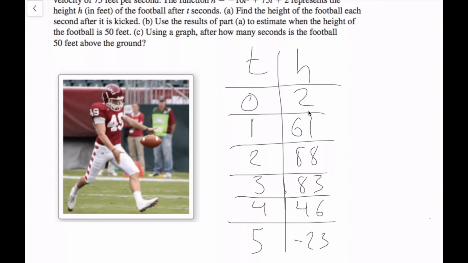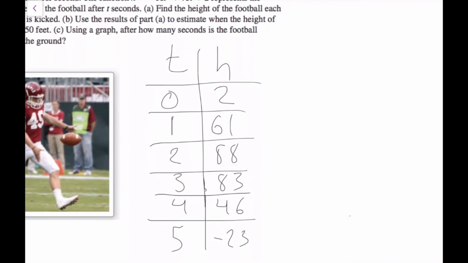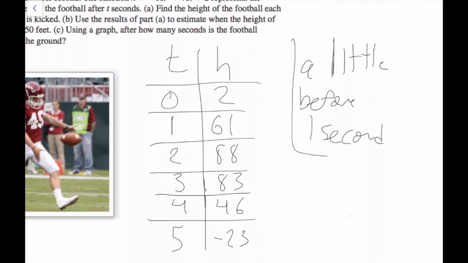All right, so this is our height category. We have 2, 61, 88, 83, 46, and then it stops. It's not in the air anymore. So when we want the height to be 50, let's figure out where that could be. I see that 2 and 61, well, it would have had to hit 50 as it was going from 2 to 61, but it was probably going to be a lot closer to 1 second than to 0 seconds. So the first time it hits 50, it's probably a little before 1 second.